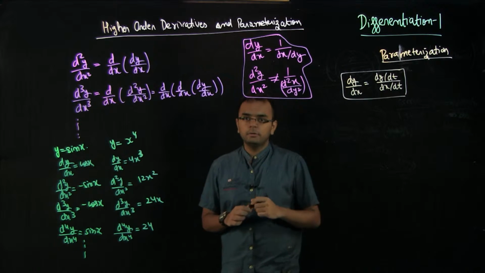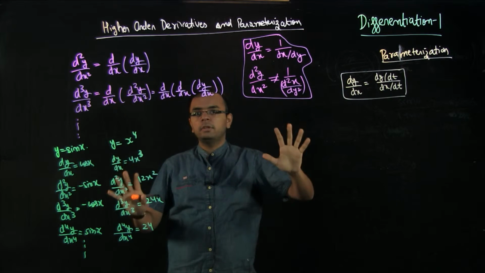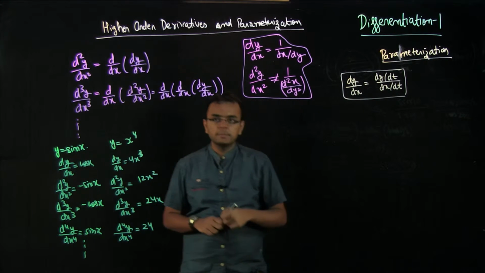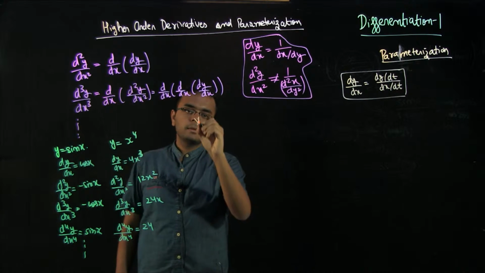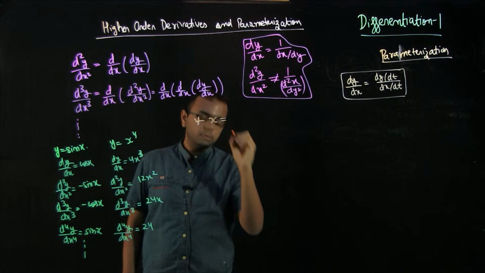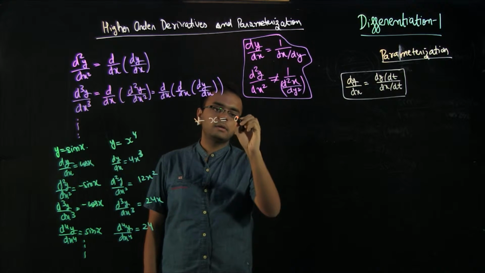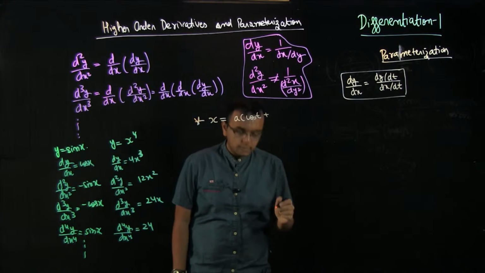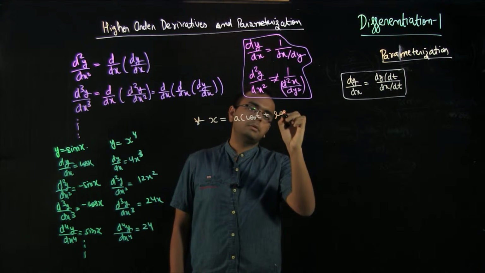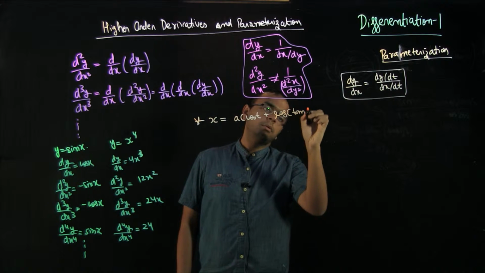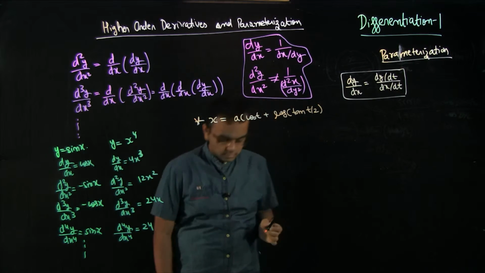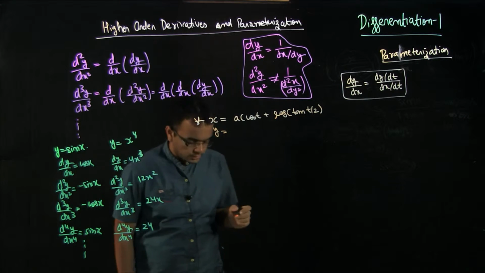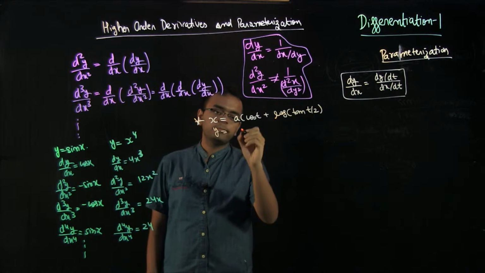So let us try to solve a problem so that we can combine these two things and make a nice problem out of it. The problem says that x is equal to a cos t plus log of tan of t by 2, y is equal to a sin t.